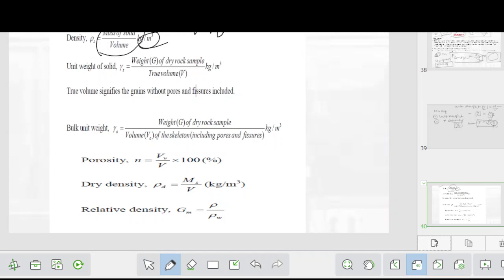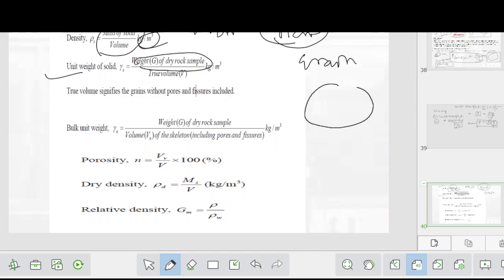Unit is kg per meter cube or gram per centimeter cube. Unit weight of solid is the weight of the dry rock sample. I am talking about bulk unit weight and unit weight of solid. If I talk about only the solid part, then you have to take only the weight of the dry rock sample, meaning only the grain part.